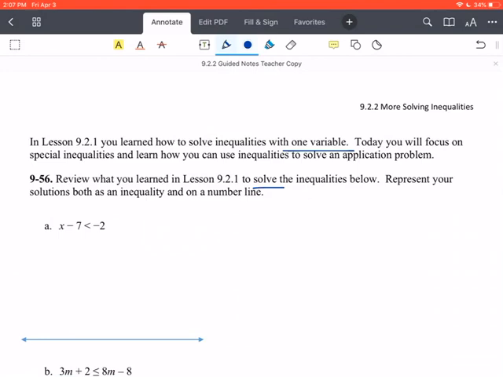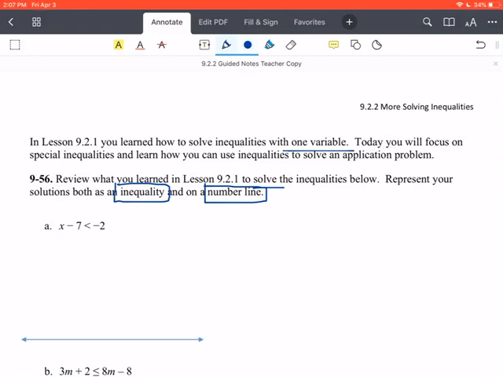Now, I said last notes sheet that we need to always represent our solution as an inequality and also on a number line. So your solution always will have two parts to it. Your note sheet looks slightly different than mine. I just need more room to write, but it is the same problems. So A says x minus 7 is less than negative 2. I'm going to treat these like equations, but keep the inequality symbol so that we can get our final answer without using test points.